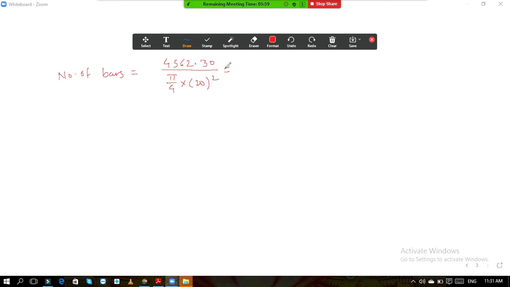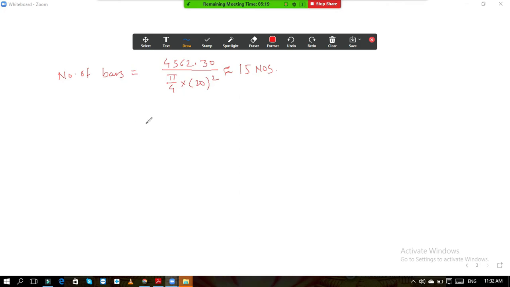So 4562.30 divided by pi by 4 into 20 square. So it is 14.52. Okay, so it is near about 14.52, so near about 15 numbers. Okay, 15 number of bars we need to provide over there.